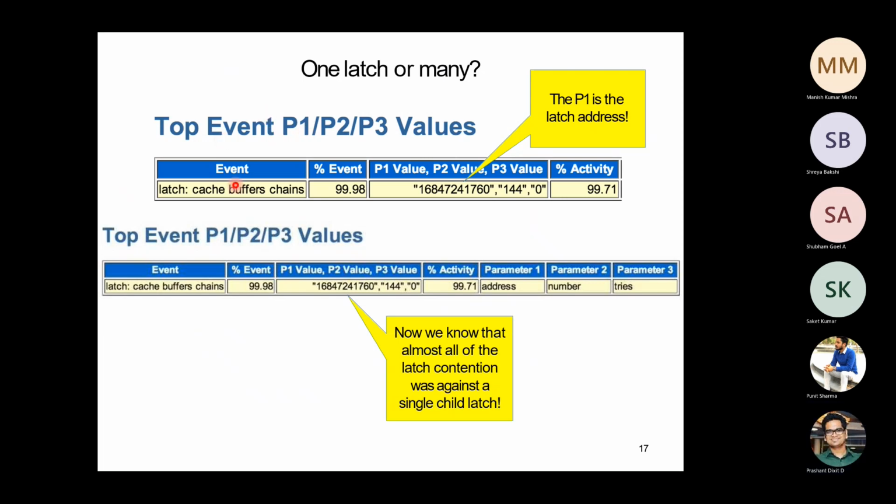If we talk about this latch: cache buffers chains event, it is about 99.98% of the total activity. It says P1 value, P2 value, and P3 value. So you need to understand what those are. Let me help you with that.